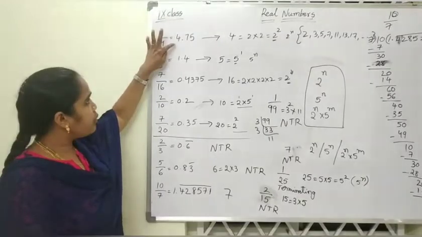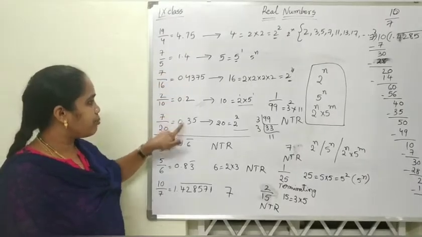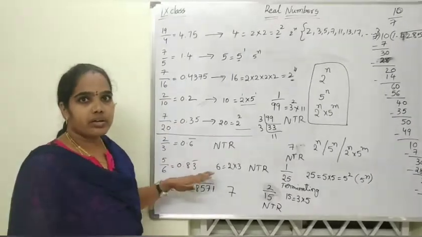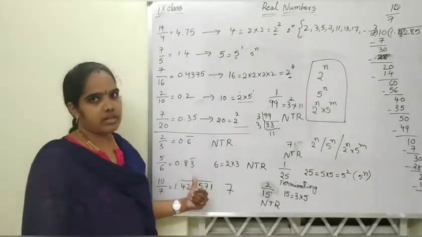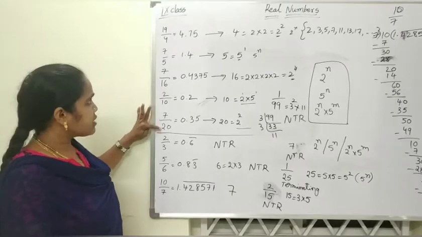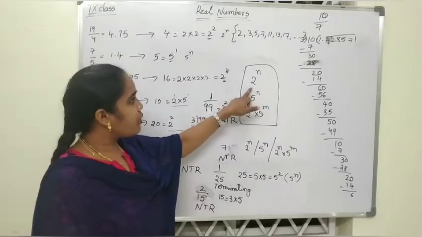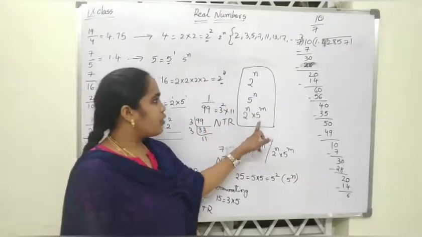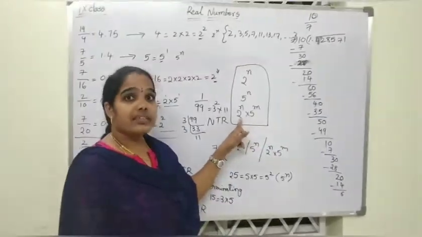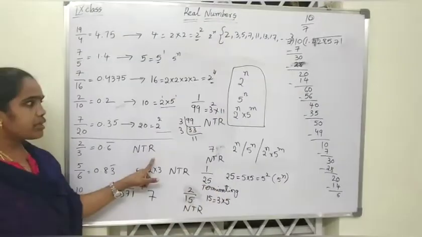By doing divisions, we got all these decimal forms. We did divisions and by those divisions we wrote these values. But without division, we can say that it is either terminating or non-terminating recurring. How? By observing denominators. By observing denominators, we got 3 forms. The denominators are in the form of 2 power n, or 5 power n, or 2 power n into 5 power m. If the denominators are in the form of any one of these 3 forms, then it is a terminating decimal, or else it is a non-terminating recurring decimal.